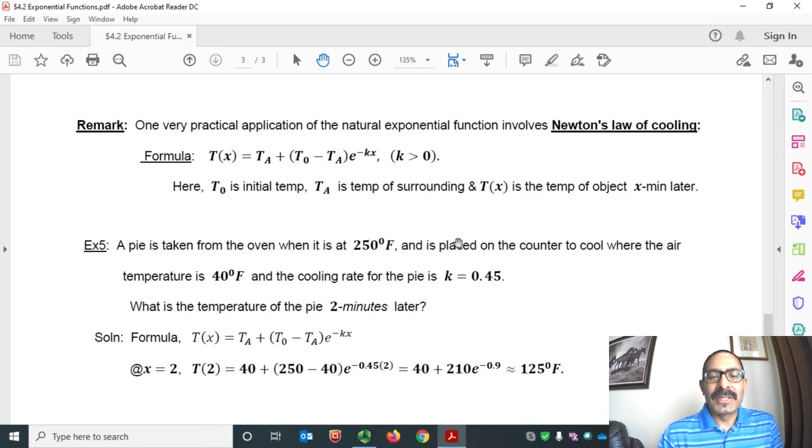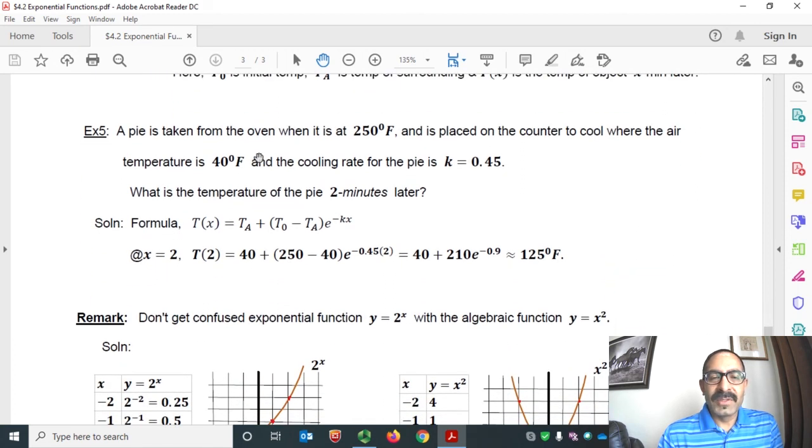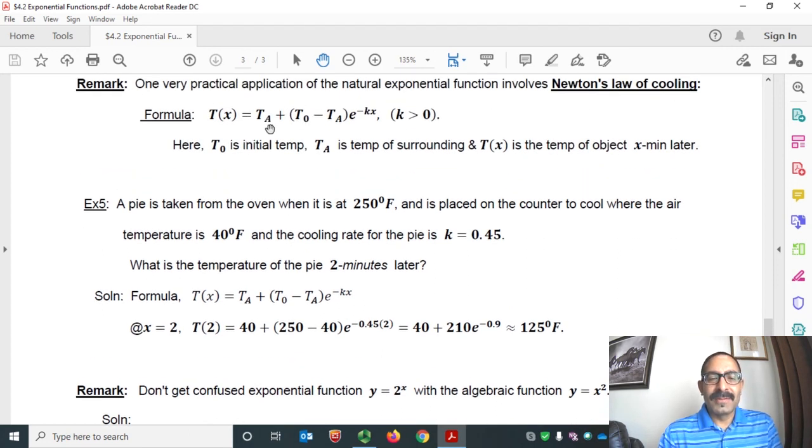Great. So let's do example 5. A pie is taken from the oven when it is at 250 degrees and is placed on the counter to cool down, where the air temperature is 40 degrees and the cooling rate for the pie is 0.45. So the question is, what is the temperature of the pie after 2 minutes? Great. So now let's apply this formula and answer this question.